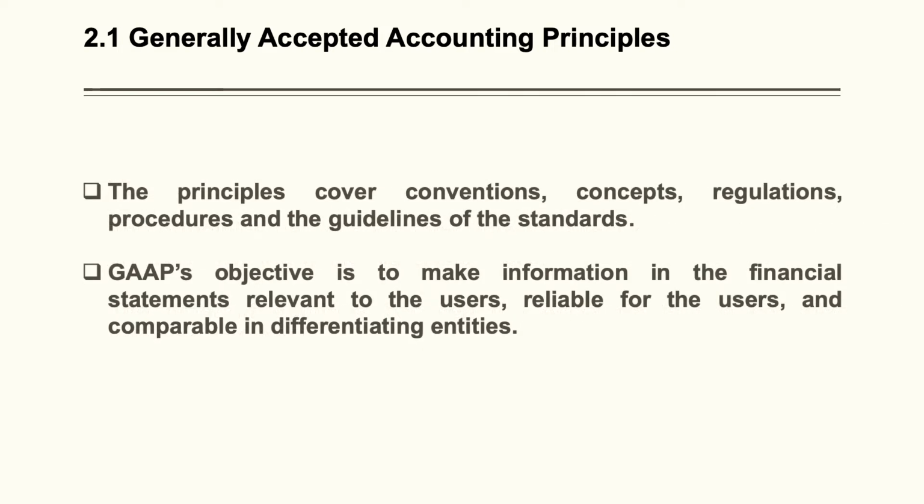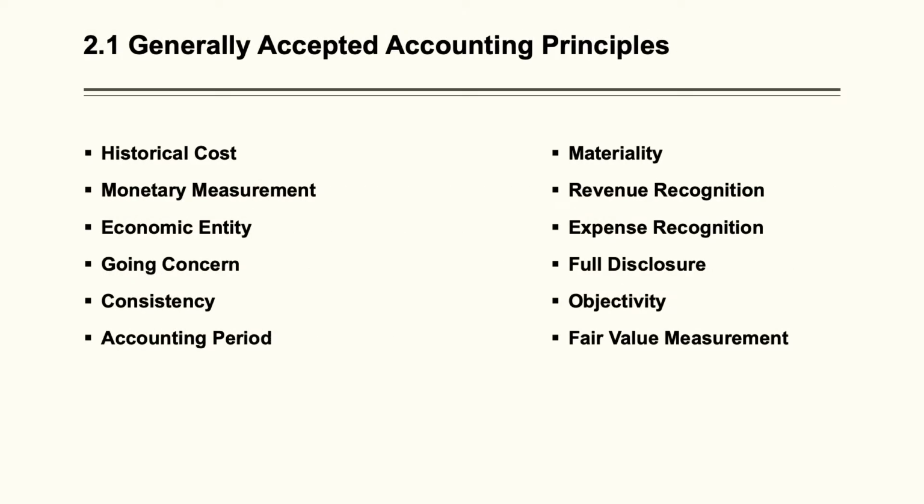This GAAP covers convention, concept, regulation, procedure, and the guideline of the standard. So the main objective of the GAAP is to make information in the financial statement relevant to the user, reliable for the user, and comparable in different entities. So this GAAP, we have altogether 12 concepts. All right, let me highlight again. We have altogether 12 concepts in this generally accepted accounting principle.